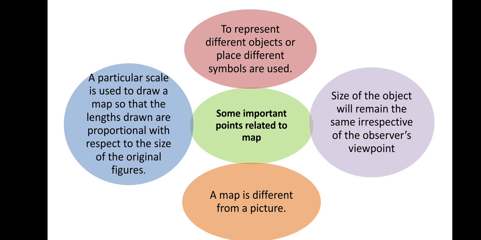A map is different from a picture. A particular scale is used to draw a map so that lengths drawn are proportional with respect to the size of the original figures. As we have studied about maps, map scale is used. This is a point related to the map scale. So, important points related to the map are: to represent different objects or places, different symbols are used. We use map symbols. We use map scale. And another point is, a map is different from a picture, and the size of the object will remain the same irrespective of the observer's viewpoint.